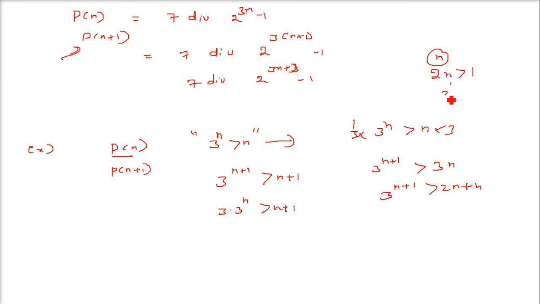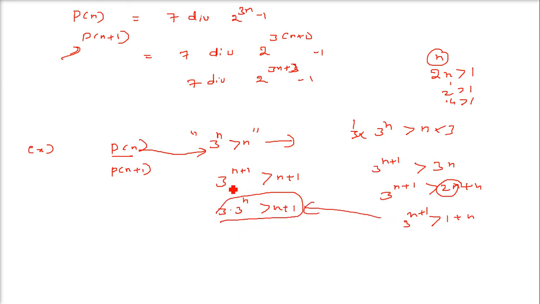But we know for every natural number, 2n will be greater than 1. You put n as 1, 2 is greater than 1. You put 2, 4 is greater than 1. So this will always be greater than 1. So why not write 1 here? So when Pn is true, we say Pn plus 1 is also true from here. So this is how we prove it. So this is the discussion about the statements and mathematical statements.